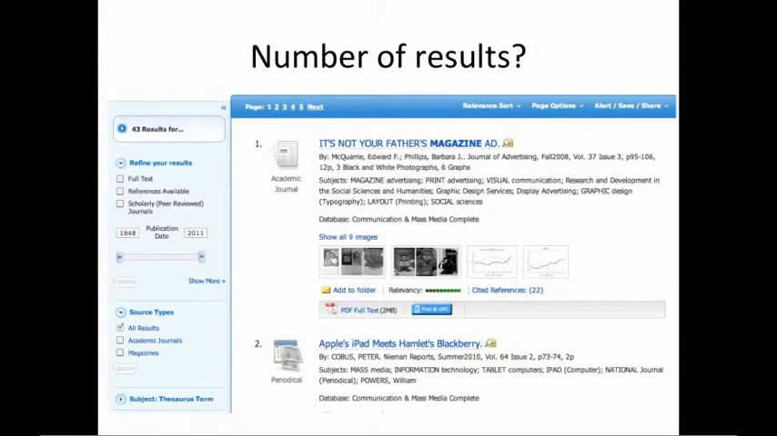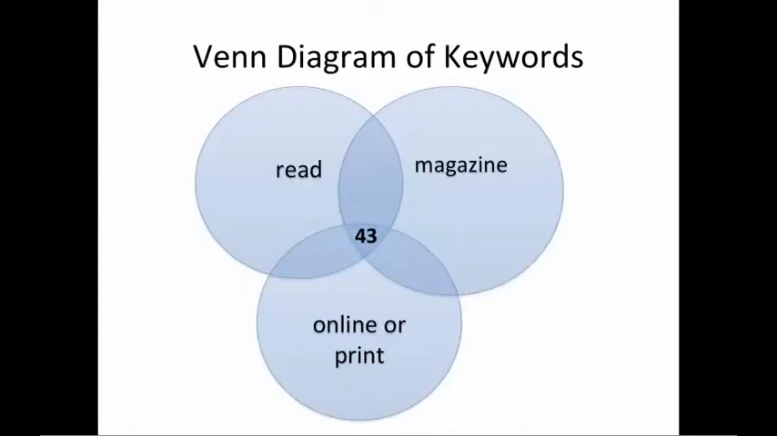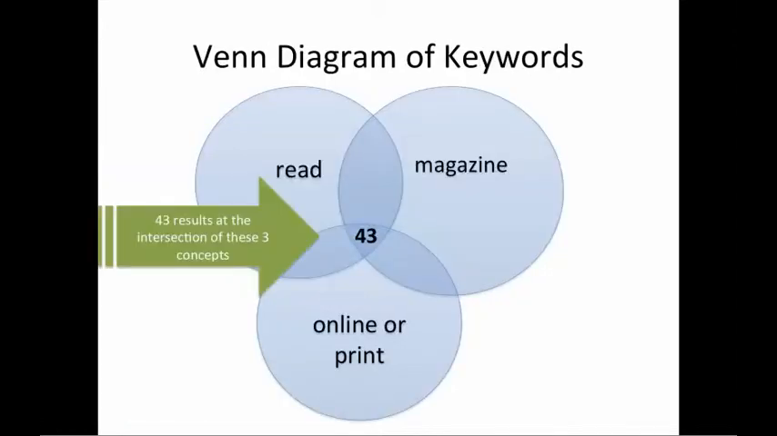So we did the search, and then my first question to you is going to be, how many results did we get? And you'll see we got 43 results. And so the Venn diagram then has 43 results at the intersection of these three concepts.